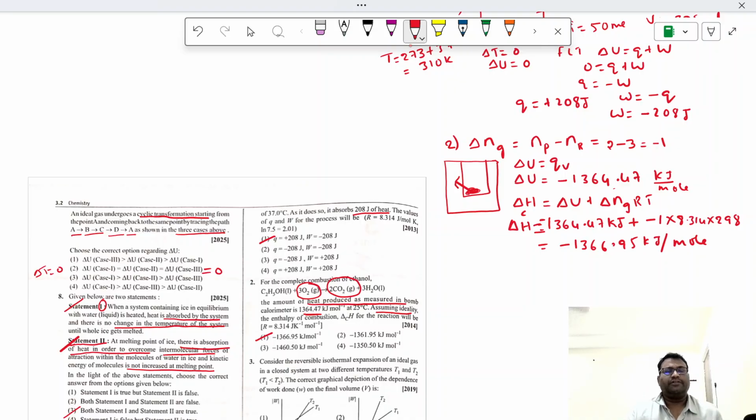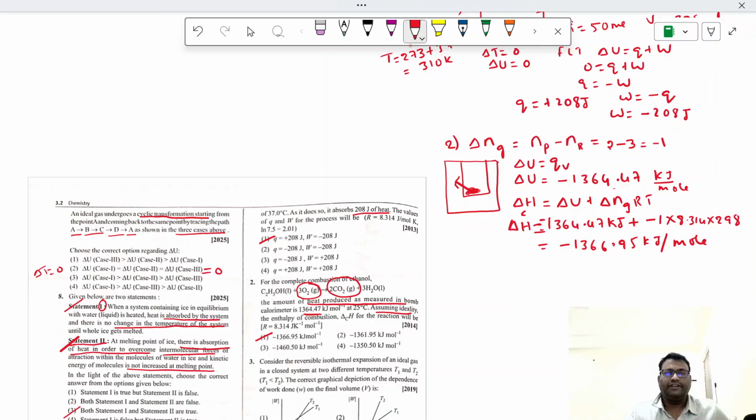So once again, in the bomb calorimeter, what is happening here? Ethyl alcohol is combusted. When ethyl alcohol is combusted, some amount of heat energy is released, and that heat energy is released at constant volume. That amount of heat energy released at constant volume is delta U. And why are you taking negative? Because energy is released, it is exothermic.